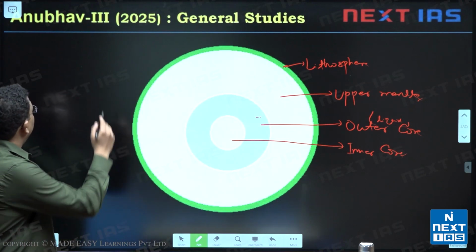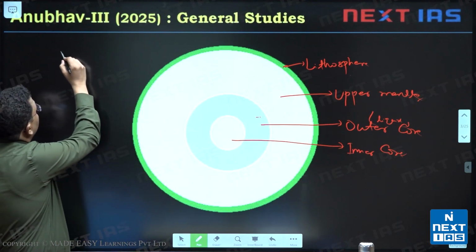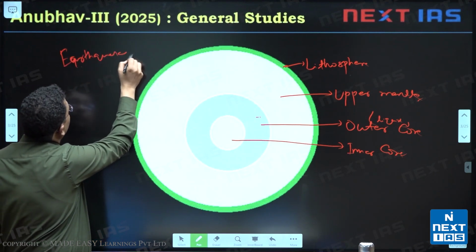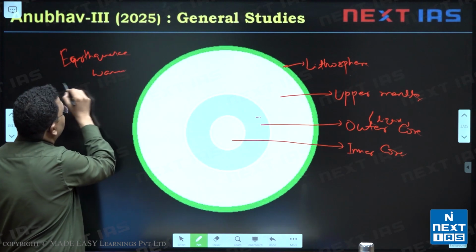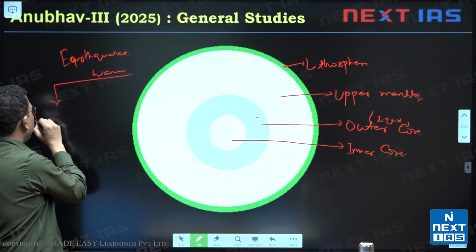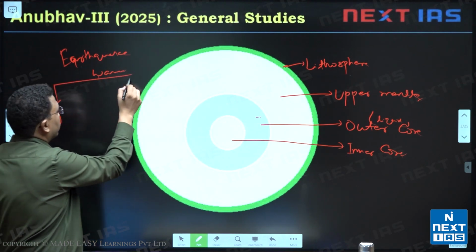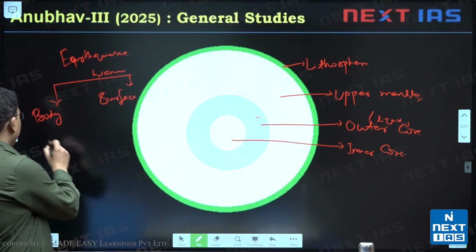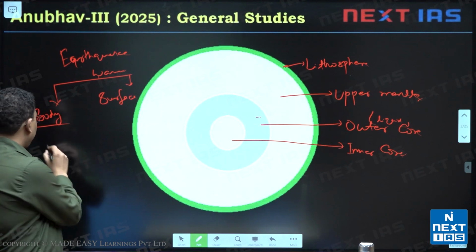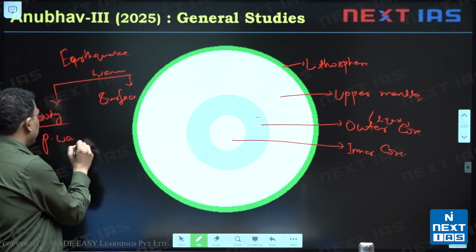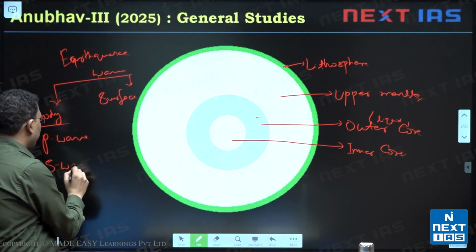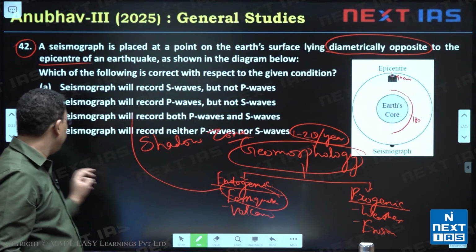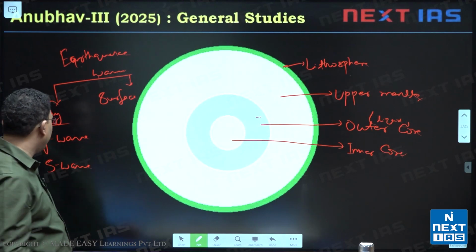And as you must be knowing, earthquake waves are of 2 types. First is body wave and second is surface wave, right? And there are 2 types of body waves. First is P wave and second is S wave, right? So our question is based on P wave and S wave only, right? So let's understand them in a bit more detail.